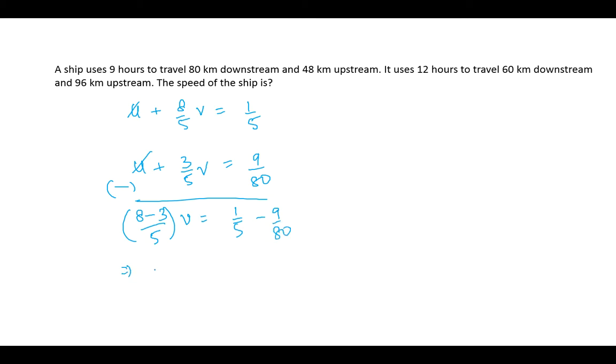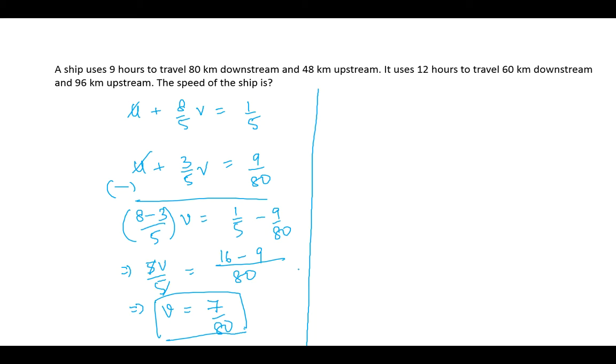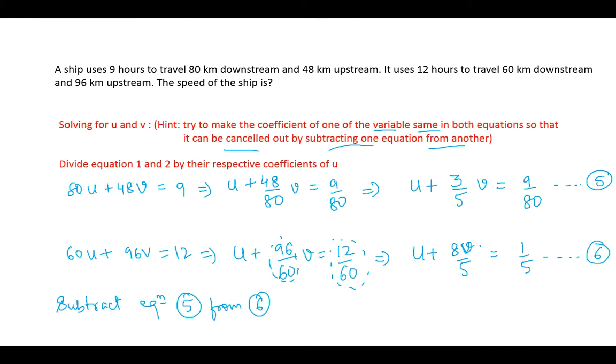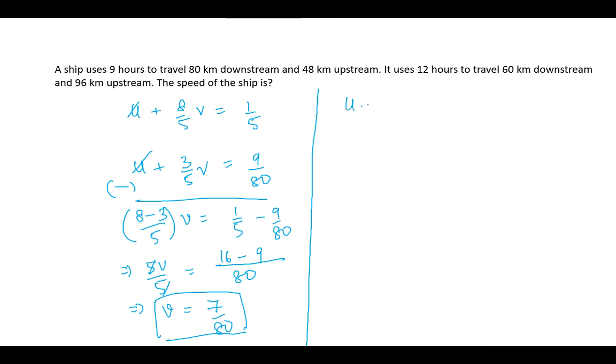Now this will become 5v by 5 and this will be 80, 16 minus 9. So this gets cancelled out. So v I've got as 7 by 80. Now to find the value of u, it's not difficult. I just have to take one of the two equations. For example, I take the first equation. I have u plus 3 by 5v equal to 9 by 80, which means u is nothing but 9 by 80 minus 3 by 5v.